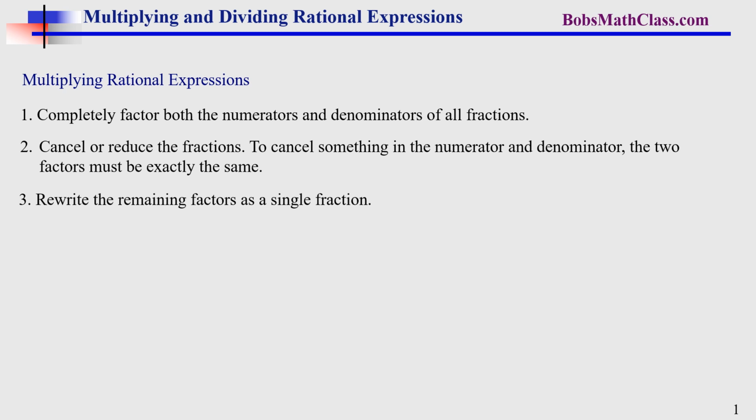Step 1, completely factor both numerators and denominators of all fractions. Step 2, cancel or reduce the fractions. To cancel something in the numerator and denominator, the two factors must be exactly the same. And step 3, rewrite the remaining factors as a single fraction.